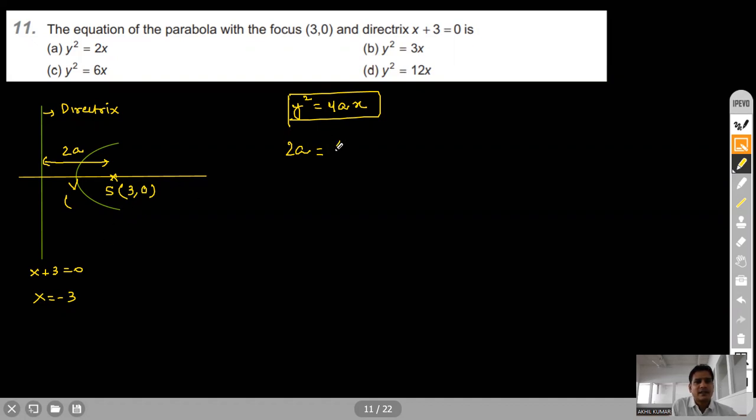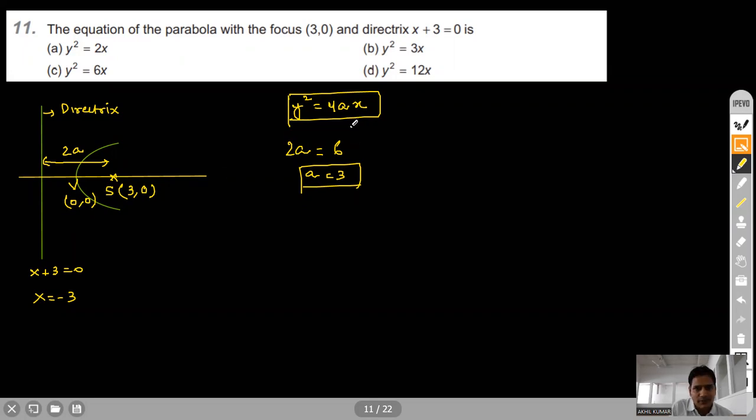3 minus 3, that is 6. So A will be equal to 3 basically. So basically the vertex will lie on 0 comma 0. This will be the vertex, right? So this will be our vertex.